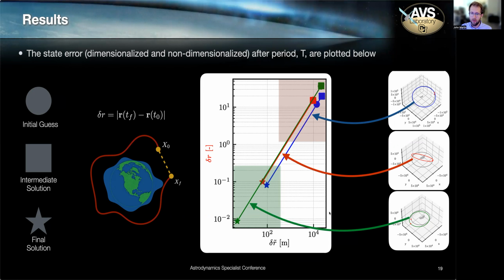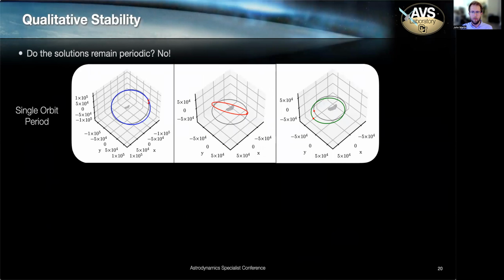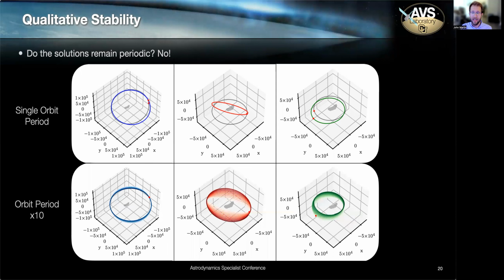But after we apply the shooting method, we're seeing solutions that are maybe 10 kilometers or tens of kilometers off from perfectly periodic. So this suggests the shooting method's working. That's great. But the real test of how useful these solutions are is what happens if you propagate these near periodic solutions over time. So instead of a single orbit, what happens when we propagate for 10? Well, suddenly things don't look quite as good.